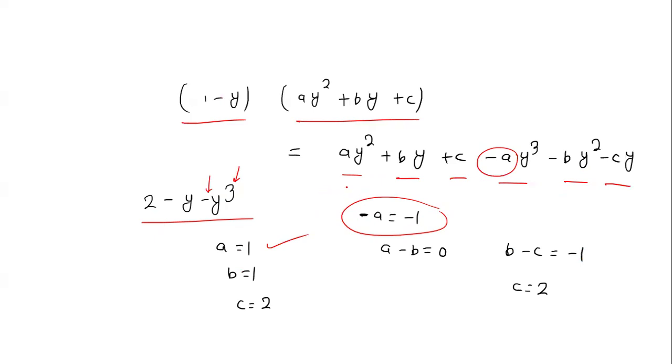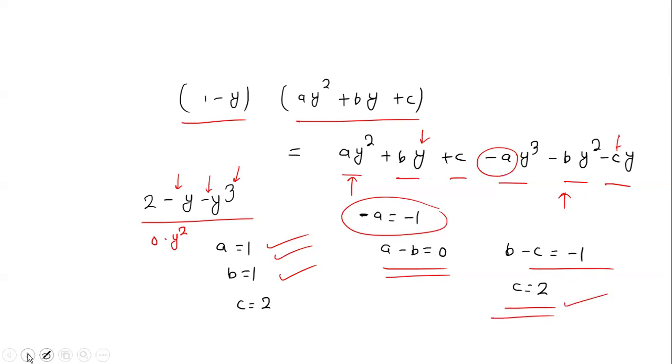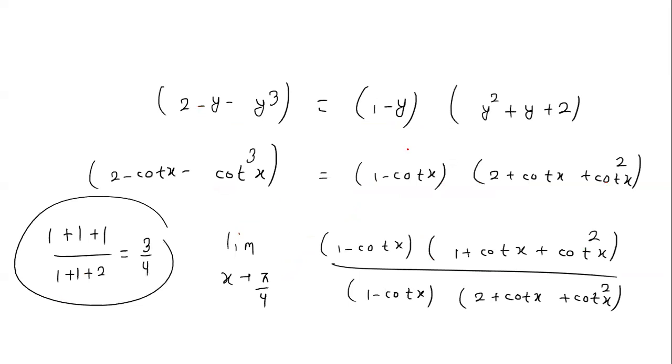If you see the y square coefficient, it is a minus b, which is 0 times y square on the left hand side. So a minus b is 0. If a is 1, then b is also 1. And the linear coefficient is b minus c, which is minus 1 here. You know the b value is 1, so you get the c value as 2. So now you know the a, b and c values, and you can just put them in here.